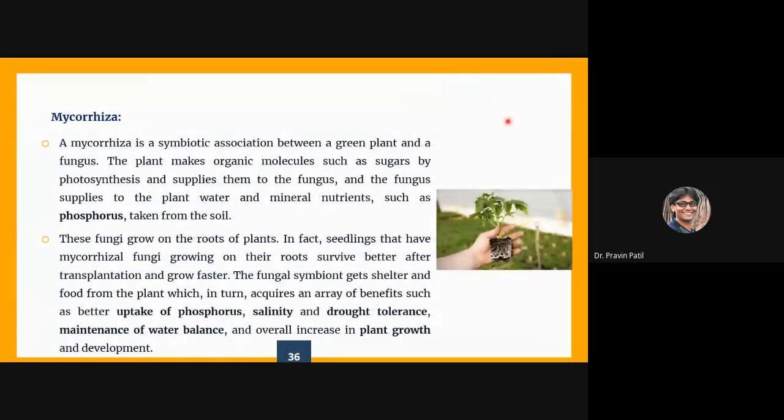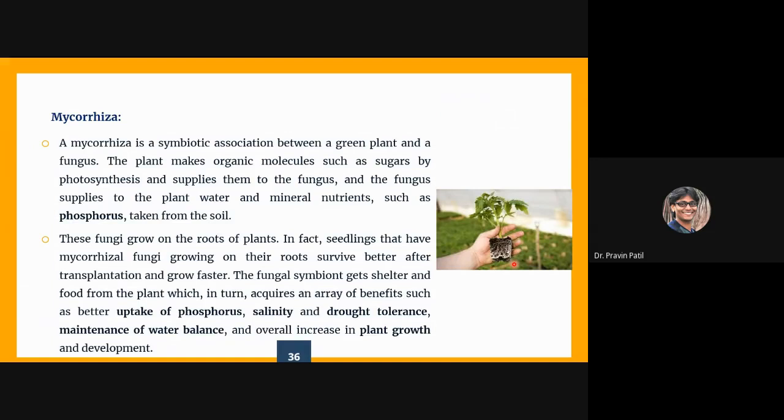Then the last one is the mycorrhiza. This is a fungal type. You can look at this image. You might have seen this type of structure, this white color fungal filamentous structure at the root of several plants. So mycorrhiza is a symbiotic association between a green plant and a fungus.